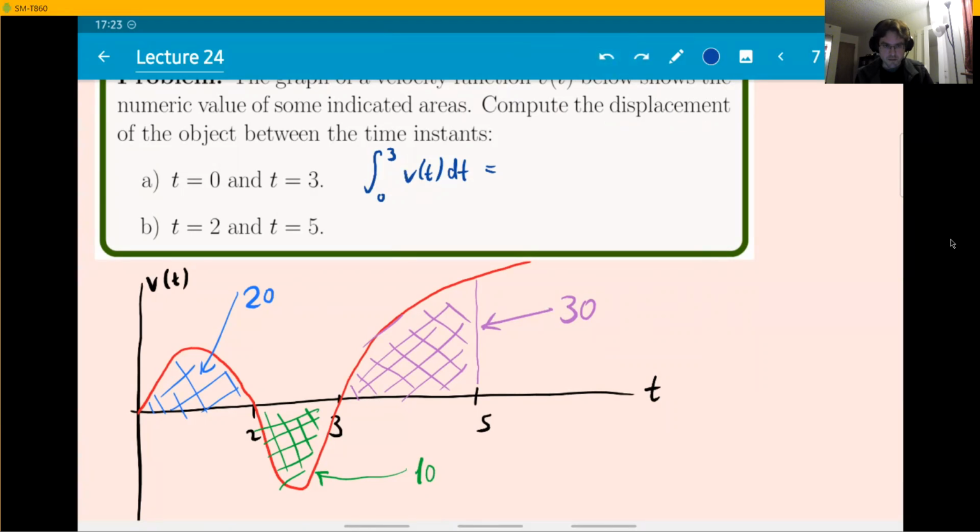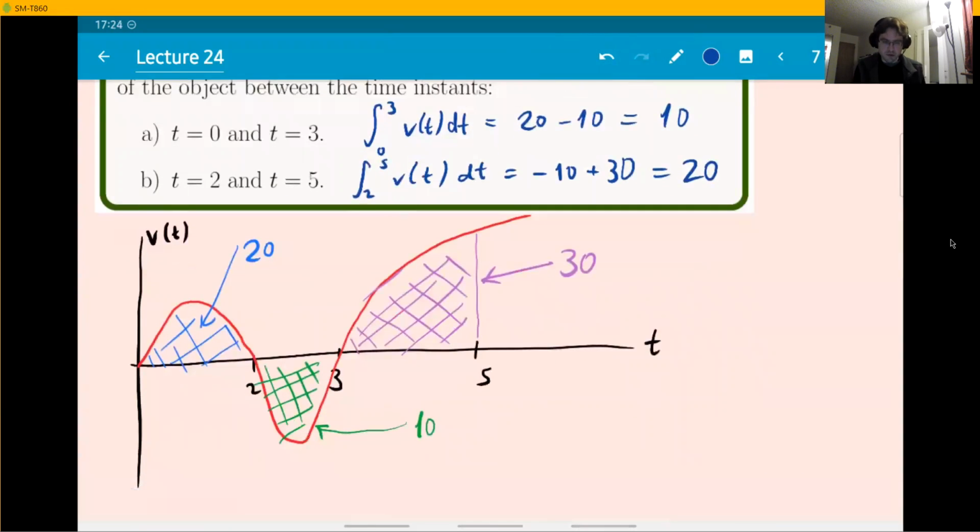So between 0 and 3, look in the graph. If you're looking only between t equals 0 and t equals 3, you only need to consider the blue and the green areas. And the green gets subtracted because it's below the axis, below the t-axis. Meanwhile, between 2 and 5, there would be the green and the purple, minus 10 plus 30. So these are usually easier problems because you do not have to compute these areas yourself. The curve was not given as a formula, it was just drawn here. But all right, let's move on.